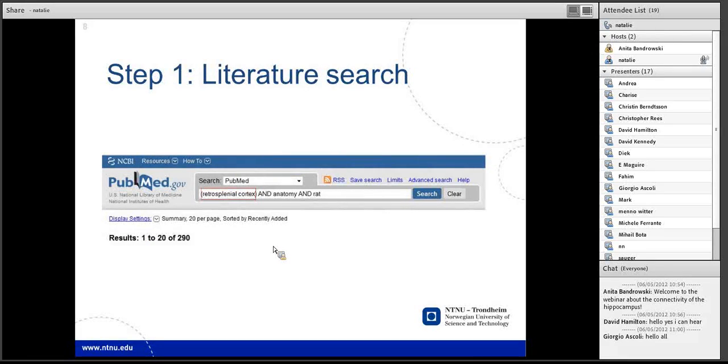Typically, a person would search PubMed like this. Enter a search term like retrosplenial cortex. You add what you want to find out about this first term. In this case, it's anatomy. Finally, you add the species you are interested in, in our case, the rat.